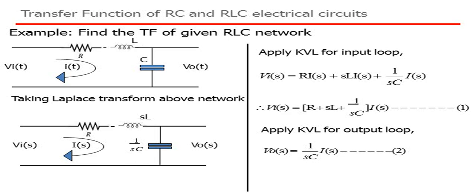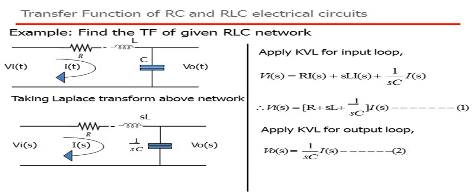Applying KVL, Vi of s is equal to R into I of s plus SL I of s plus 1 upon SC I of s. By simplifying this, we will get Vi of s is equal to R plus SL plus 1 upon SC into I of s, equation number 1. Here I of s is taken common on the right hand side.